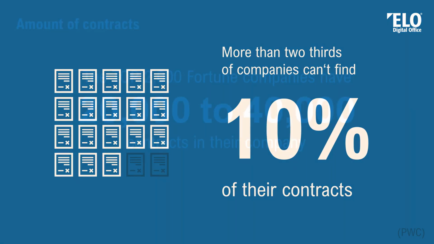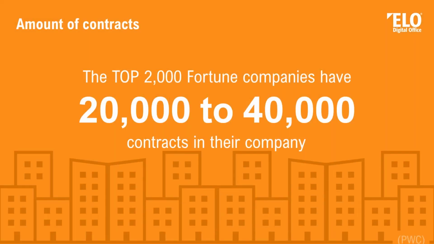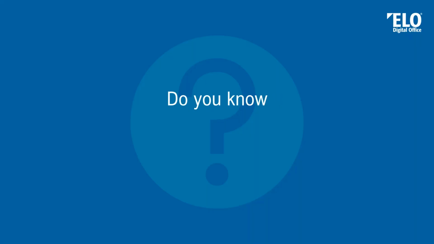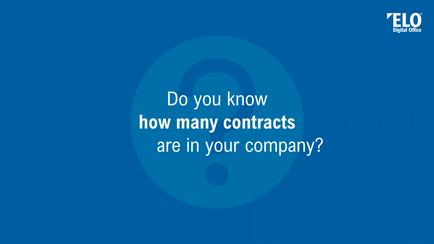And the top 2,000 Fortune companies have 20,000 to 40,000 contracts in their company. That's a huge amount. When I read this, I thought, okay, I'm so happy that I'm not a top 2,000 Fortune company, because then I don't have to handle 20,000 to 40,000 contracts in my company. But do you know how many contracts are in your company?